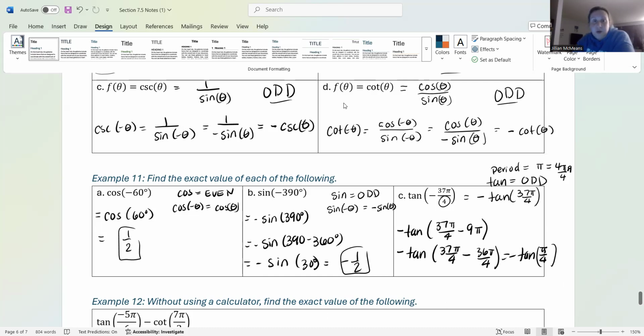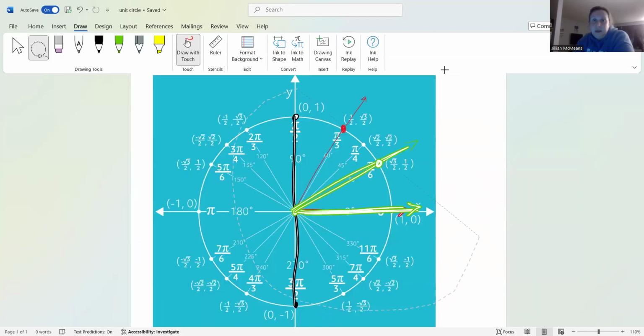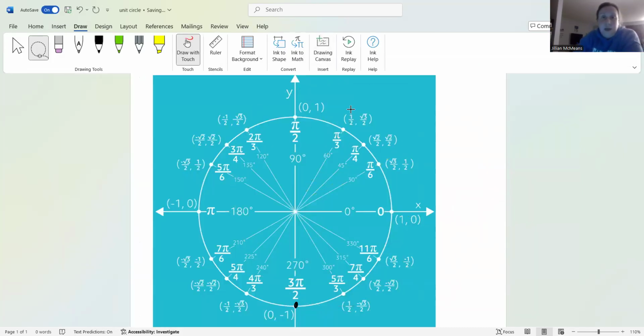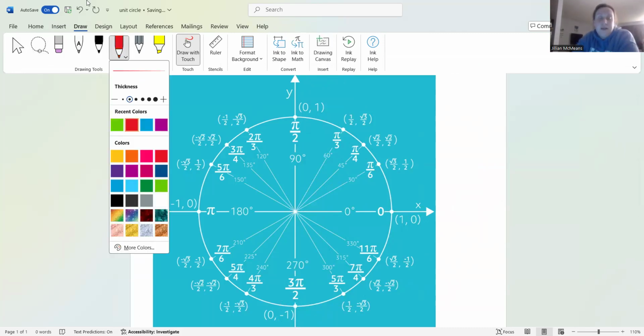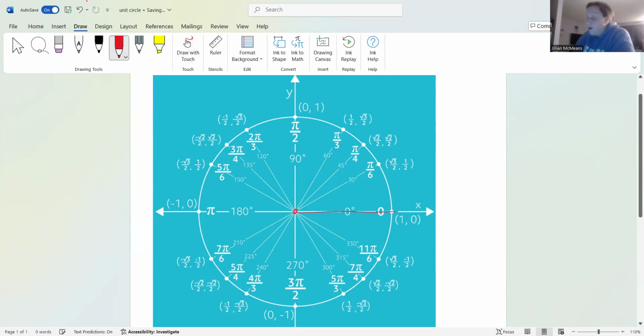So on our unit circle, I'm going to erase some stuff because it's getting messy. I got most of it. Okay, so let's draw an angle of pi over 4 radians. Okay. So we have our vertex, our initial side. We intersect the unit circle at 45 degrees.